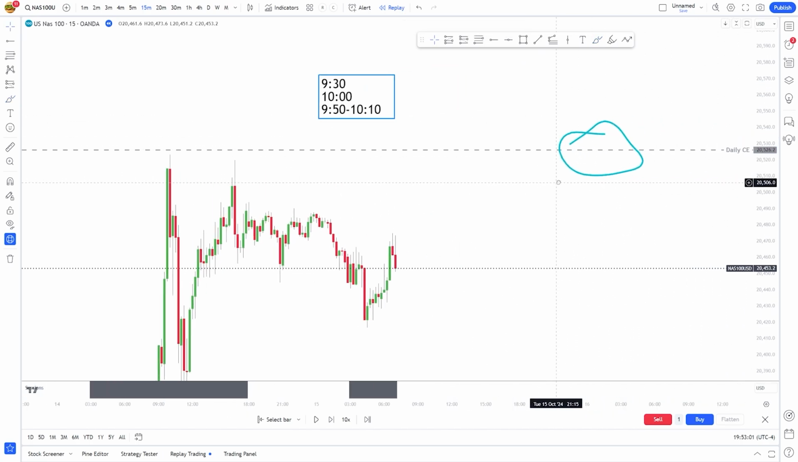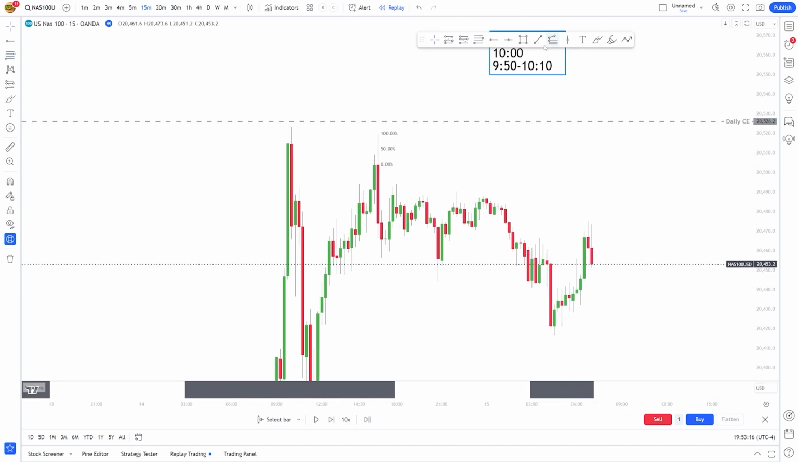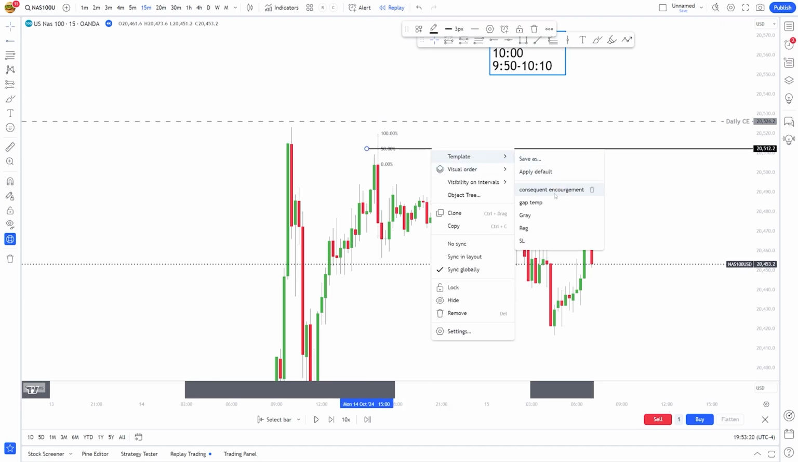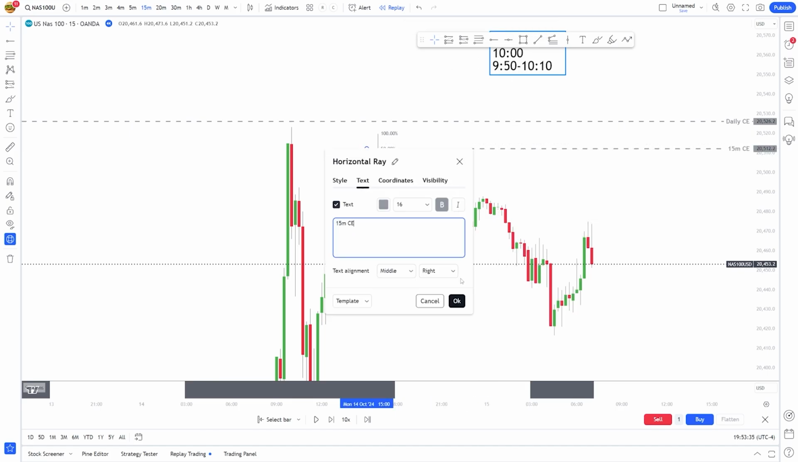Okay, so on Tuesday, before the session even begins, we have the daily consequent encouragement level, this key level that we're keeping an eye on. But we also see that there are new candles from the Monday session. So what we did on the daily chart, we can do again. We can use this wick, its consequent encroachment, as a level of key interest. This would be on a 15-minute chart, and we'd call it 15-minute consequent encouragement.